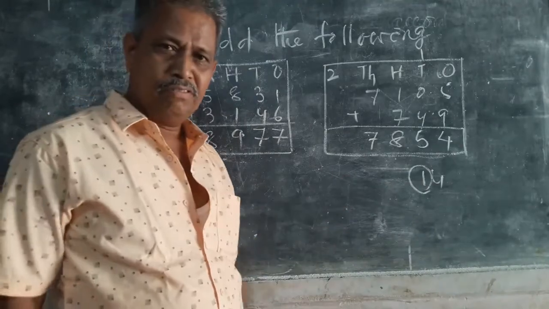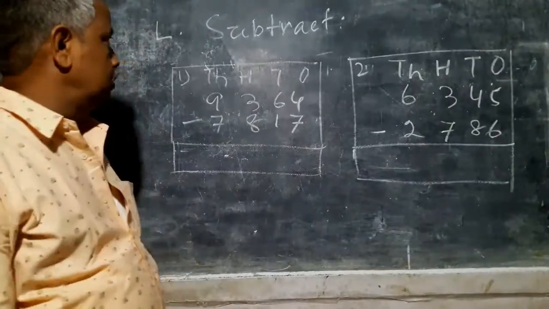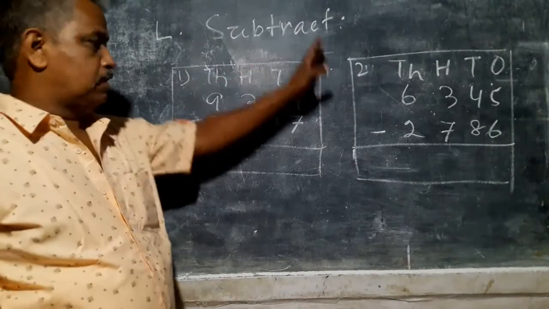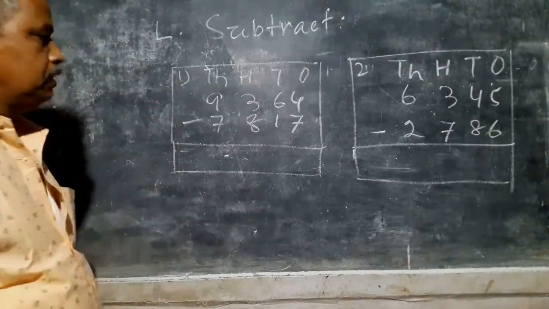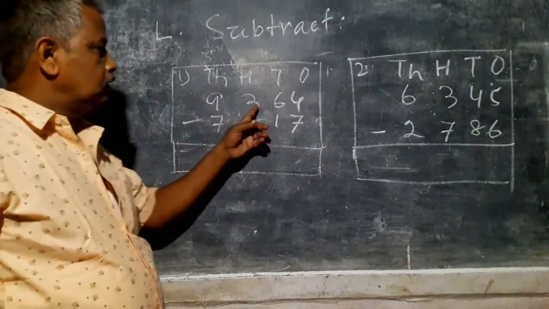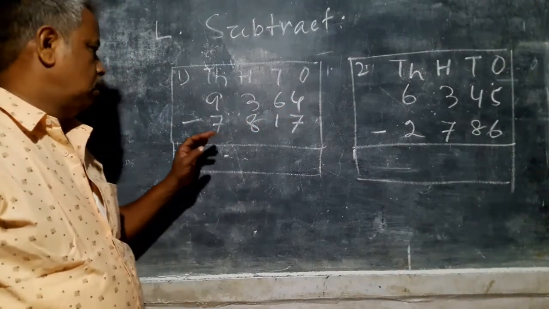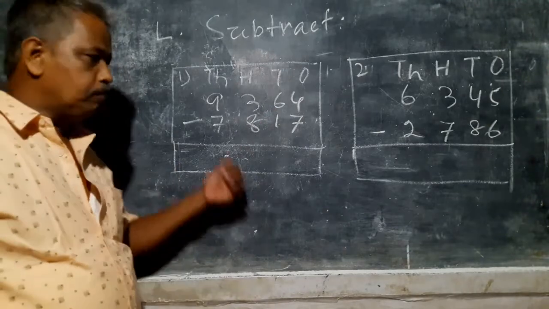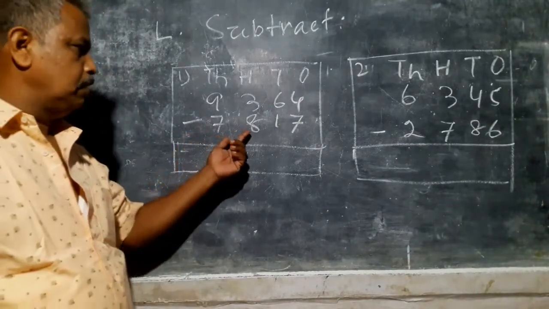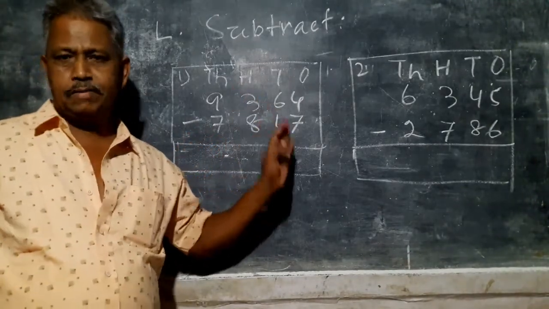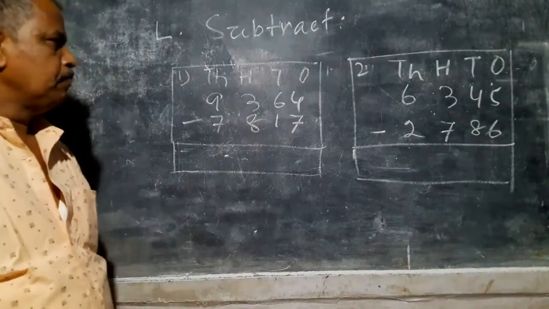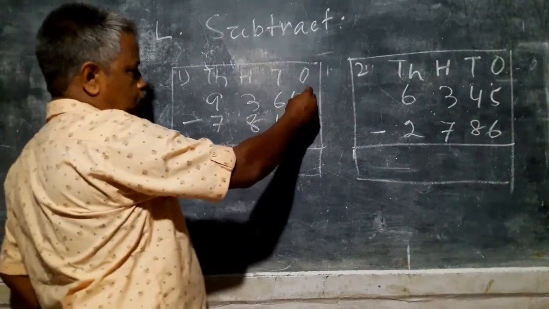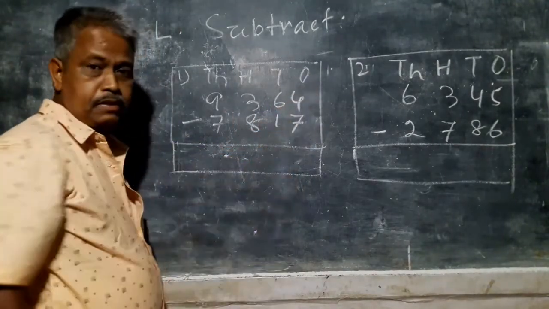Okay, see you. The next question, subtract. The question is 9364. From 9364, we have to subtract 7870. Okay, you see, first we have to subtract from the 1's place.